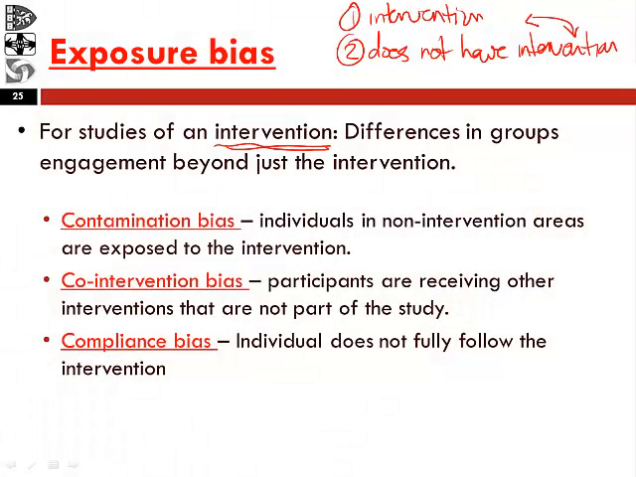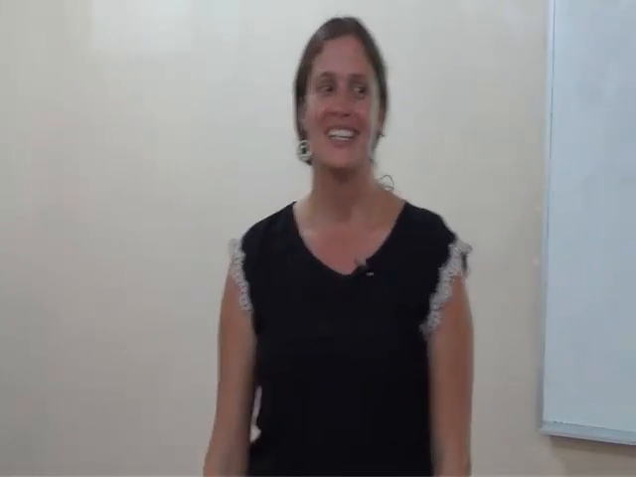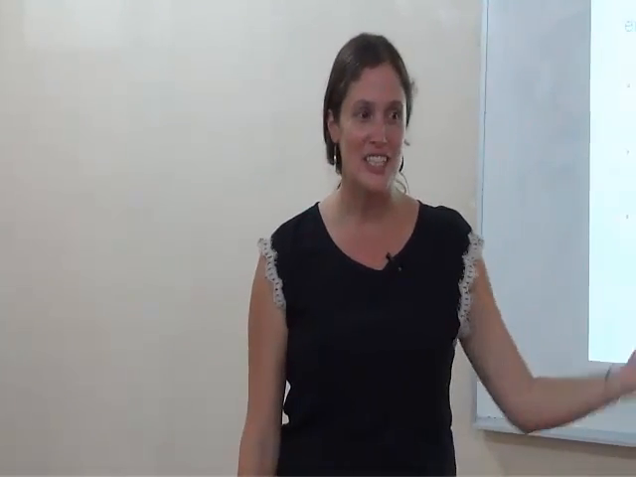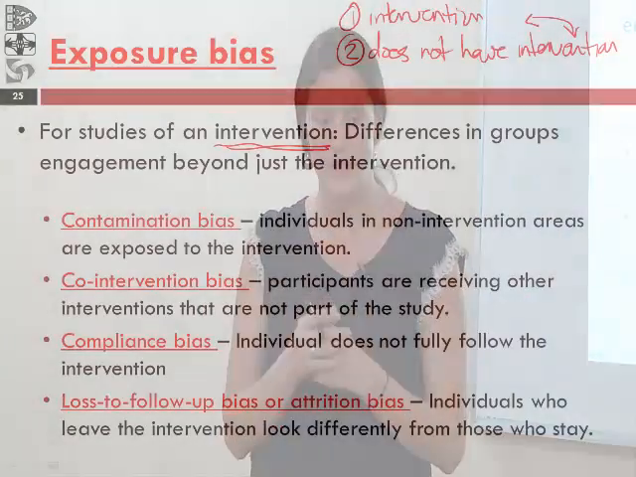A compliance bias. So I'm going to do an intervention where I want to study the effect of exercise. And I say to Neza, you have to exercise 5 times a week. You are in my intervention group. You exercise 5 times a week. And Neza says, oh, it's raining outside. I don't want to exercise. You know, the weather's not good. And she doesn't exercise. She is not compliant. She doesn't follow the exposure.